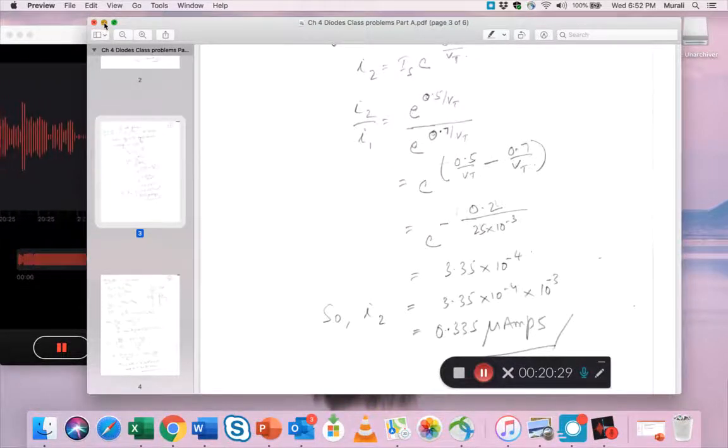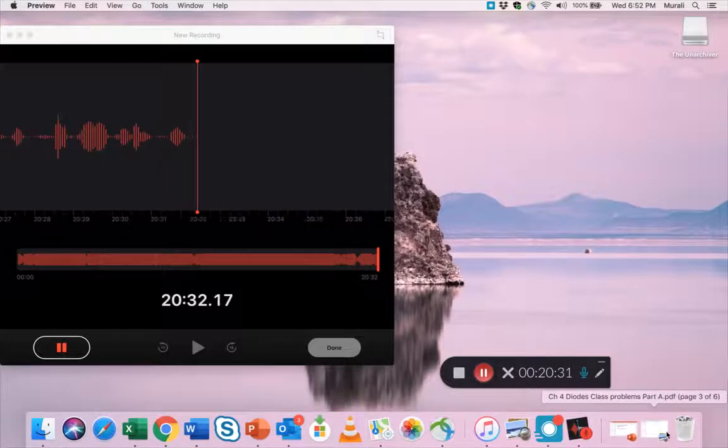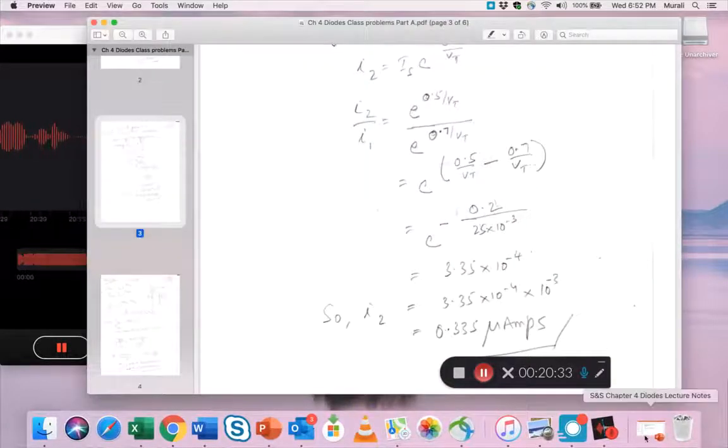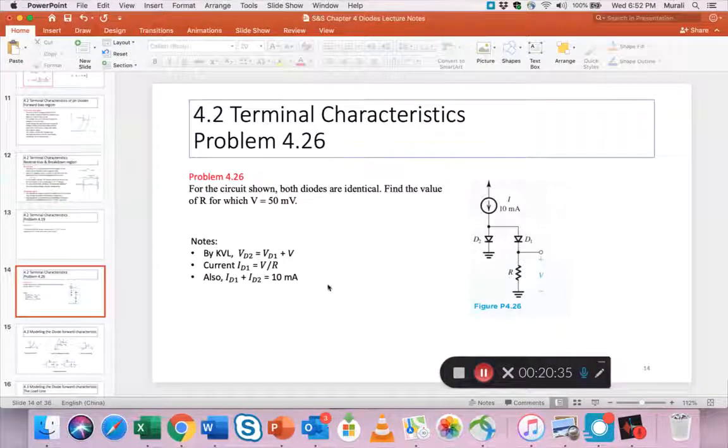So I will reduce this. Okay. Next question. Next problem is problem 426. Slightly more complex, so let's spend a few minutes on this. For the circuit shown, and I'm on slide 14, both diodes are identical. Find the value of R for which V equals 50 millivolts.